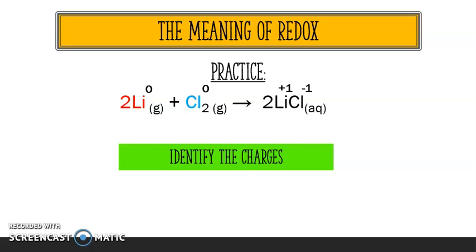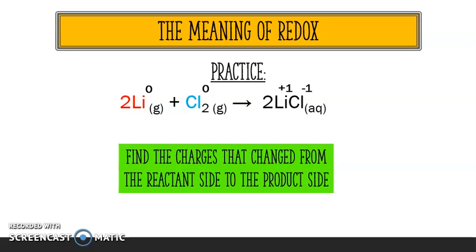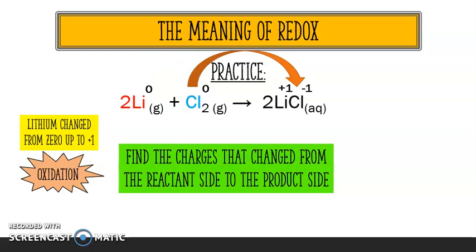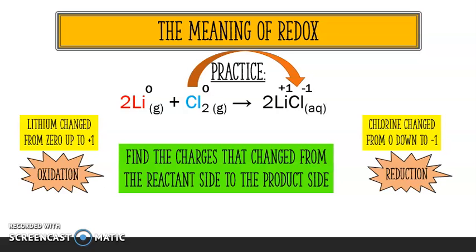Next, let's figure out what has changed from reactant to product side. In this case, I see that the lithium has changed from a 0 up to a +1. It's become more positive over time and therefore is oxidized. I also see that the chlorine has gone from 0 down to -1. So with that gaining of that negative charge, that downward trend in charge, we call that reduction.